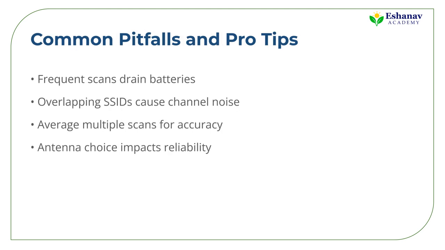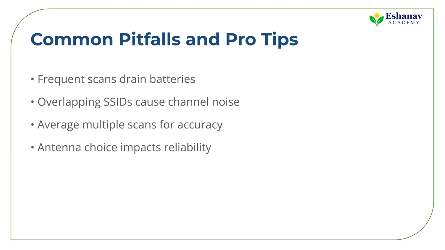Wi-Fi scanning is powerful, but it comes with traps. First, don't scan too often. Each scan consumes a lot of power, which is especially harmful in battery-based projects. Instead, scan at intervals or only when necessary. Second, crowded areas like apartments may show dozens of overlapping SSIDs. Always pay attention to the channel values to avoid interference.